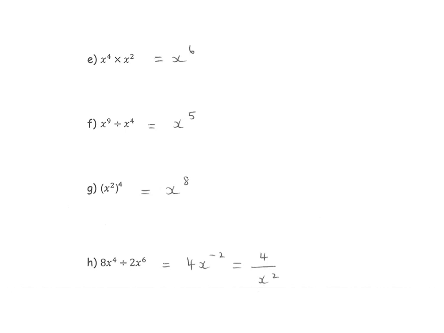H, then we've got 8x to the power of 4 divided by 2x to the power of 6. So we're going to take the numbers in front first and divide them, as it's a division question, giving us a 4. Then we'll take the power, so x to the power of 4 divided by x to the power of 6. Subtracting the powers, as the division rule says, gives us a minus 2. But simplifying that further, a negative power can be written as 1 over. So we can say that's the equivalent then of 4 times 1 over x squared, giving us then 4 over x squared as our full answer.